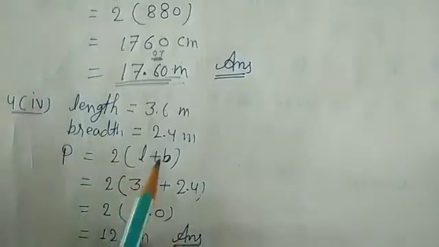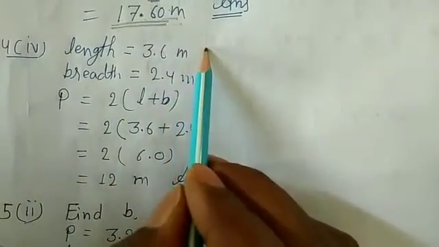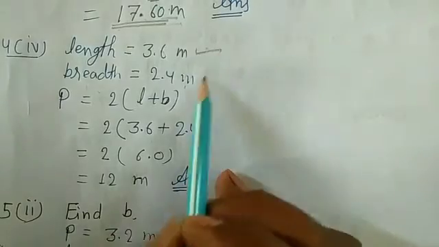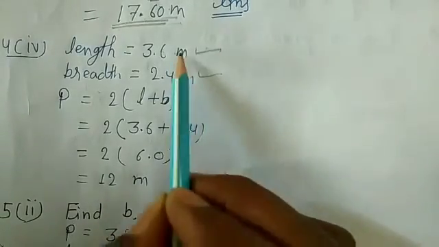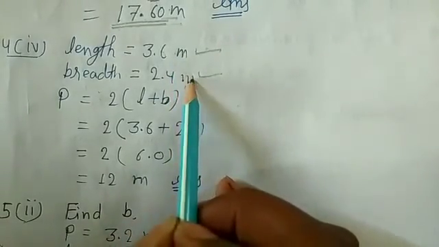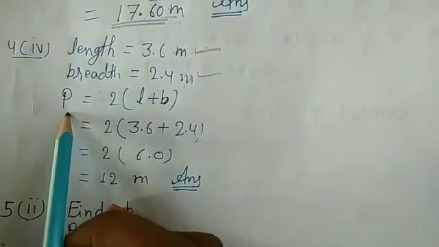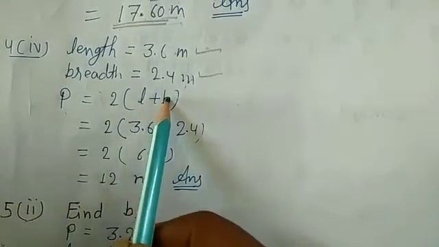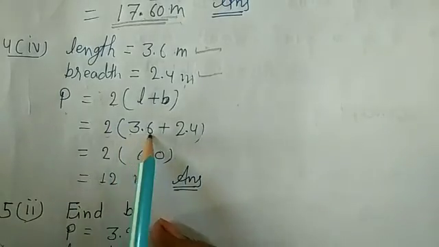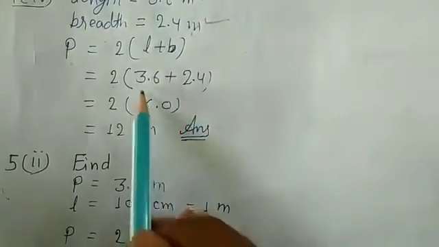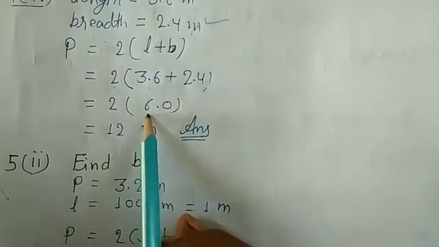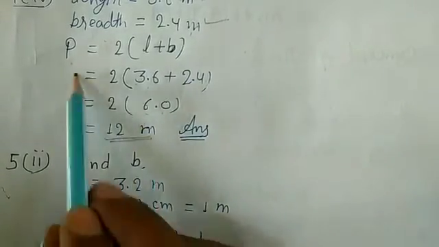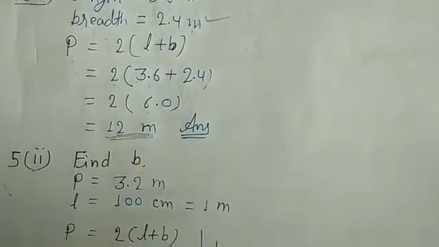Question number 4, part 4. Length is 3.6 meter, breadth is 2.4 meter. This is in meter also, this is in meter. No need to change the unit because both the units are same. Now the formula of perimeter of the rectangle equals 2 into L plus B, 2 into 3.6 plus 2.4, that will be this plus this, 6.0 means 6, and 6 and 6 is 12 meter. This is the perimeter of the given values.